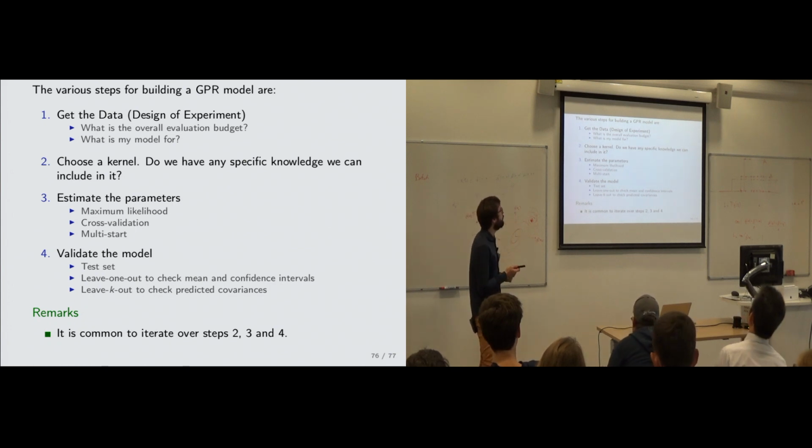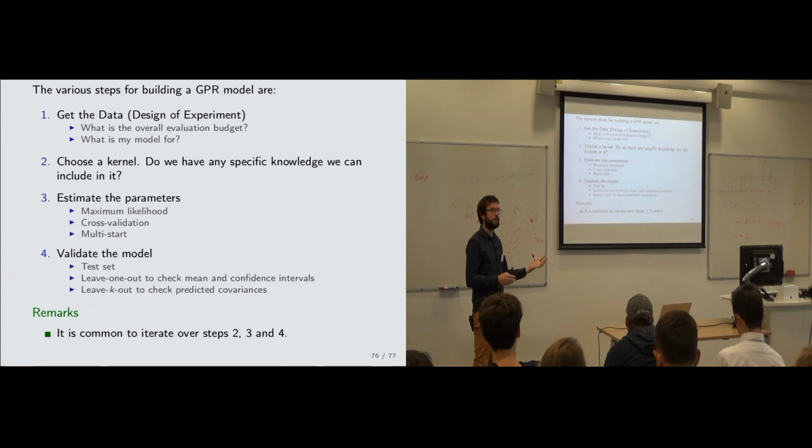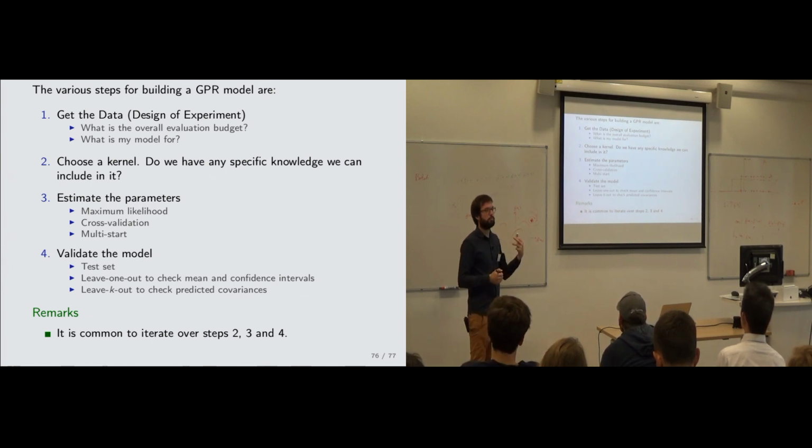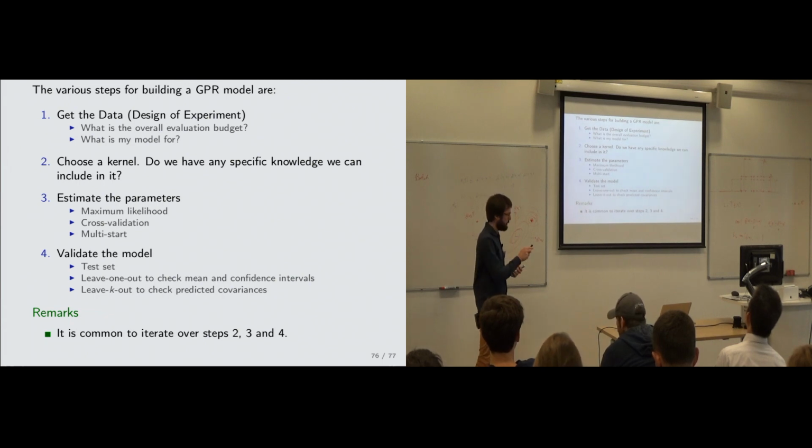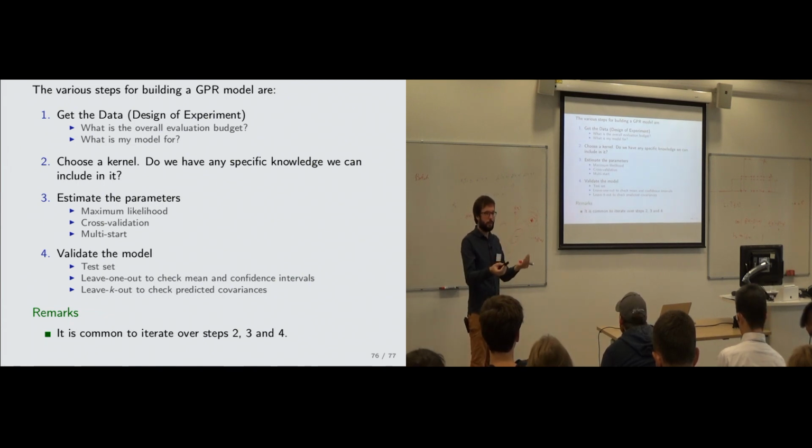So the various steps for building a Gaussian process regression model: the first is to get the data. Sometimes, if you're modeling computer experiments, you get to choose the data you actually get. So you need to choose at which locations you want to evaluate your GP, for example. You sometimes have a maximum budget of observations, so you have to choose the points carefully. What will be the points that help you get the best model in the end? In machine learning, most of the time you're given some data and you have to deal with it.